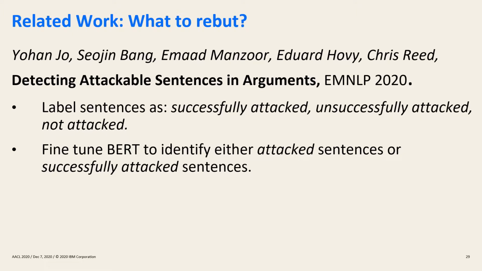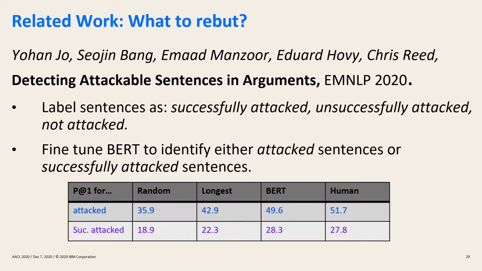So they label sentences either successfully attacked, unsuccessfully attacked, or not attacked. And they fine-tune BERT to identify either attacked sentences, so this would be successfully and unsuccessfully attacked, or just to identify successfully attacked sentences. And they get results which I think are very interesting and really open the way for further research. You can see that the BERT model that they fine-tune is about as successful as the human annotators they've used. But you can also see that these numbers are not very high. And I think this is a very interesting question, but maybe more work needs to be done on how actually to define it in a way which is clearer so that humans can agree on it better.